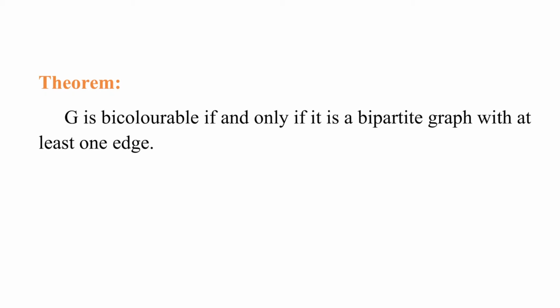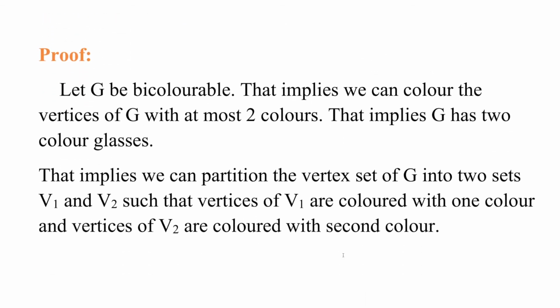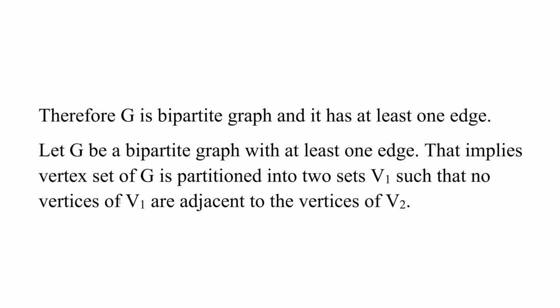Let's see a theorem now. G is bicolorable if and only if it is a bipartite graph with at least one edge. Let's see the proof. Let G be bicolorable. That implies we can color the vertices of G with at most 2 colors. That implies G has 2 color classes. That implies we can partition the vertex set of G into 2 sets V1 and V2 such that vertices of V1 are colored with one color and vertices of V2 are colored with the second color. Therefore, G is a bipartite graph and it has at least one edge.